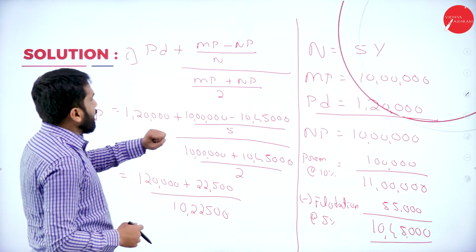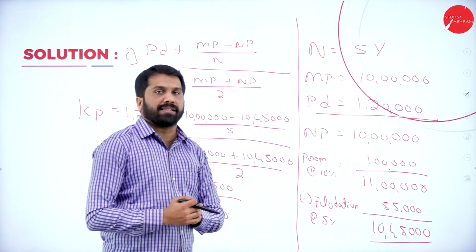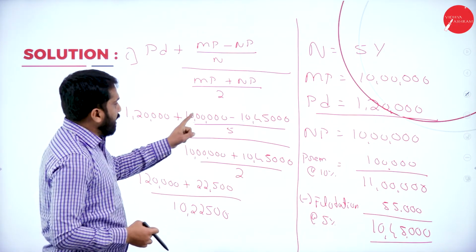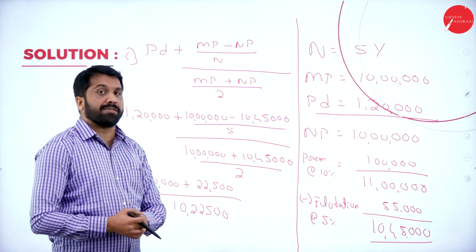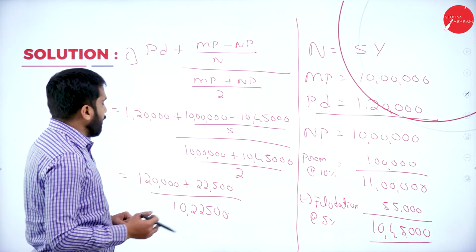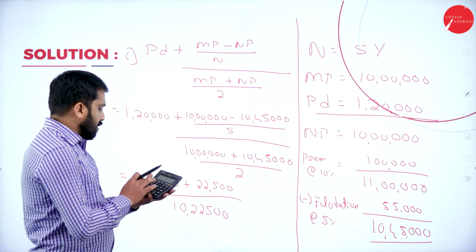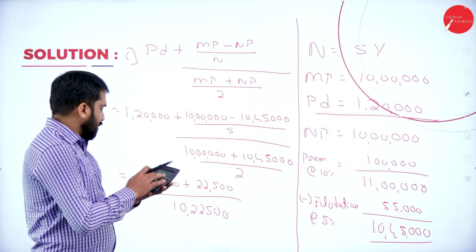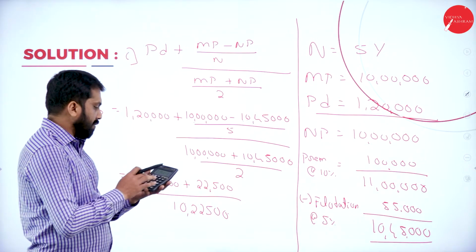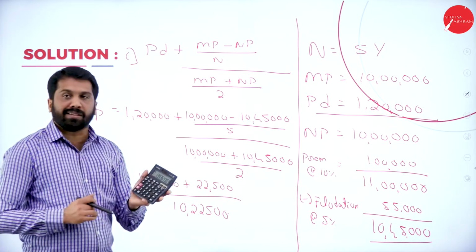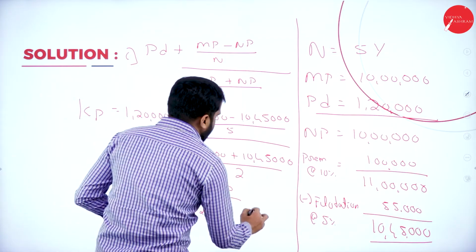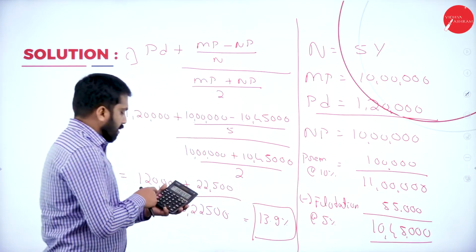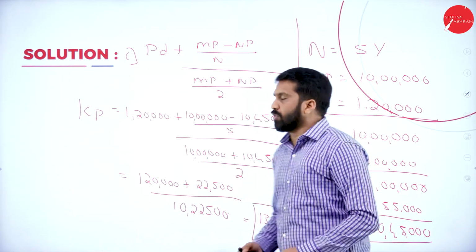Now, what is this 10 lakh? 10 lakh is the redeemable price. Now, whatever you have collected, it is 10 lakh 45. If you minus this from this, minus into minus, it will become plus. Now, the final answer you can go directly like this only. So, 1,20,000 plus 22,500 divided by 10,22,500 into 100, you will get around 13.9%. Your final answer, 13.9%.